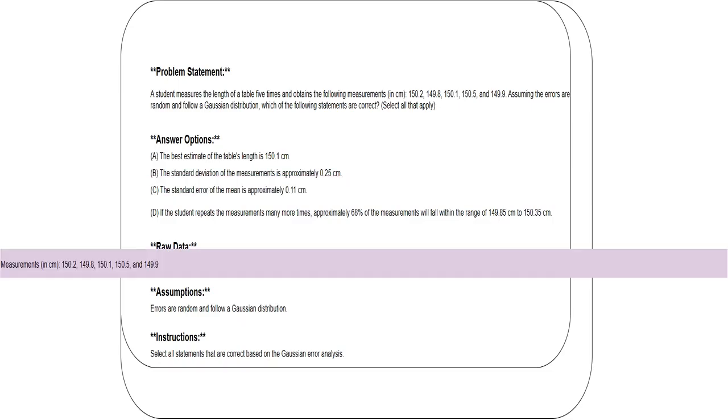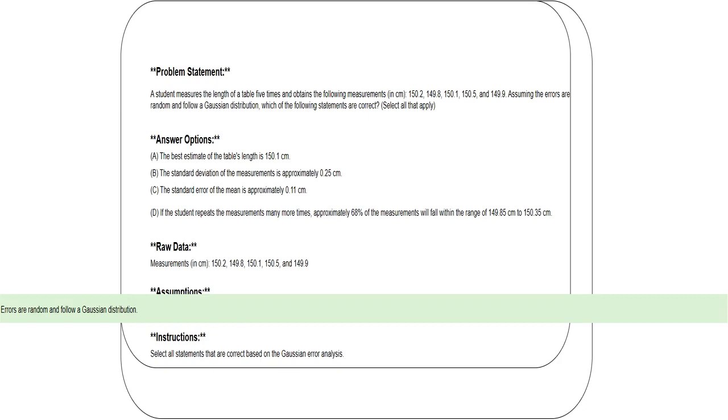Now, let's consider the underlying assumptions. Crucially, the errors are assumed to be random and follow a Gaussian distribution. This is essential for applying the methods of Gaussian error analysis. Here are your task guidelines. Select all statements that are correct based on the data and the assumption of a Gaussian distribution.